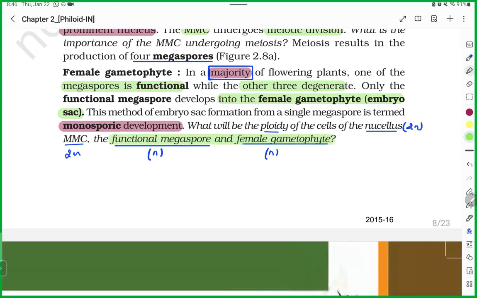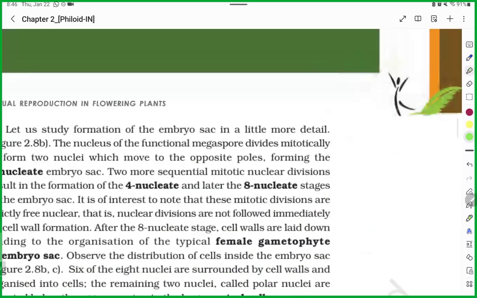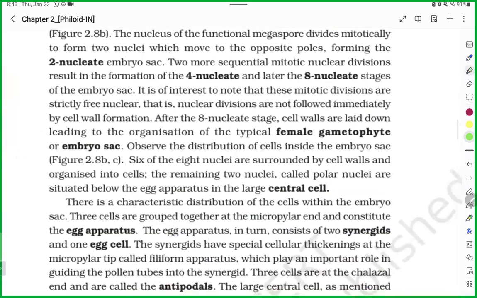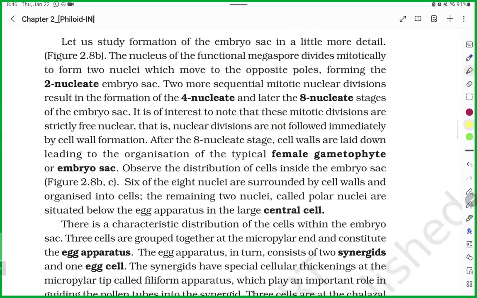So that is our responsibility, not just to complete NCERT, but all the questions given in the NCERT will also be covered. Next part will be easy, but still we have to do it. The nucleus of the functional megaspore divides by the mitosis process and produces two nuclei. These two nuclei move to the opposite poles and form the two-nucleate embryo sac.